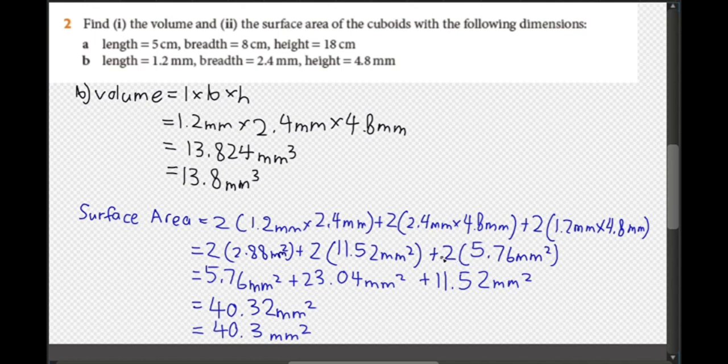5.76 mm square, which equals 5.76 mm square plus 23.04 mm square plus 11.52 mm square. And when we add them all together, we will get 40.32 mm square. After we convert it into only one decimal place, our final answer will be 40.3 mm square. Hence, 40.3 mm square is the surface area of our cuboid B.